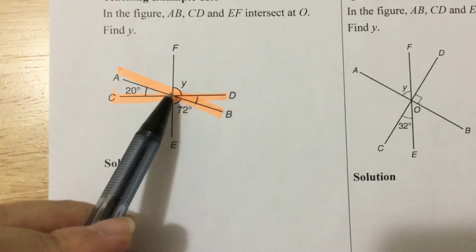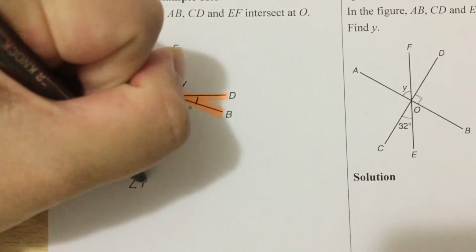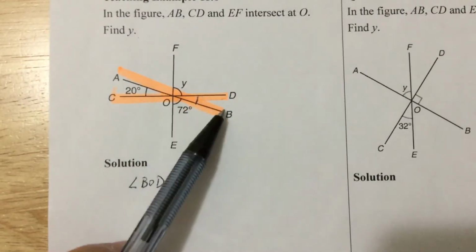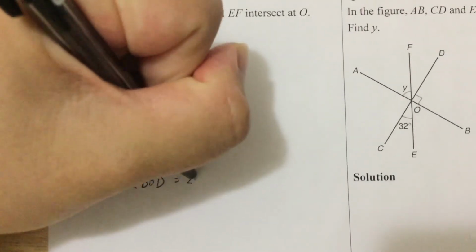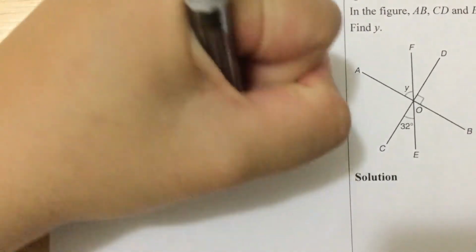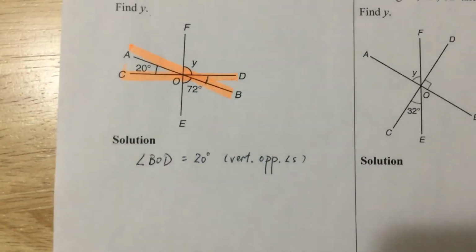or DOB. So we can immediately write down angle BOD. You do not need to let another unknown. You just write the angle here, and then you can write this one is equal to 20 degrees. And this reason is vertical opposite angles. So you have used this one.